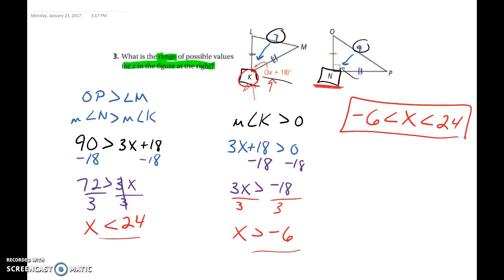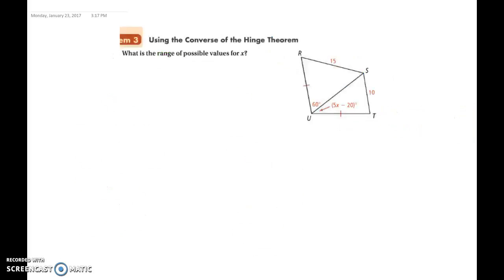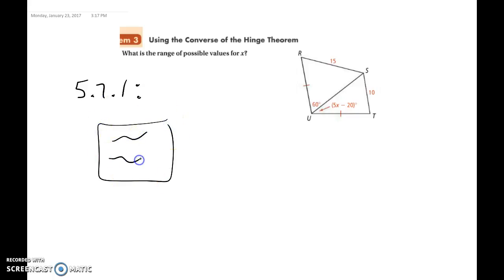That is the last problem that we're going to do. This problem you're going to do in your notes. It's section 5.7.1 on your notes. You can write it out, take a picture, and put it in your shared document that we had before. So the same question: what is the range of possible values of x? What are the possible values that we can have? All right, that is it for this video, and that's it for this chapter as well.